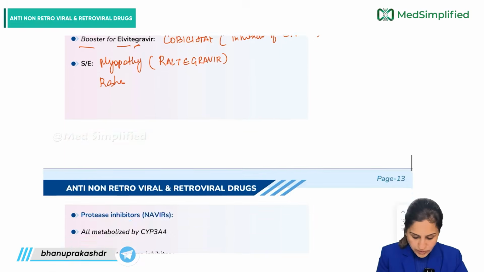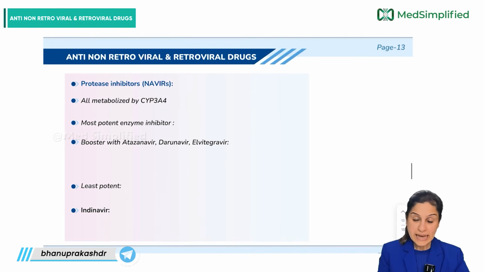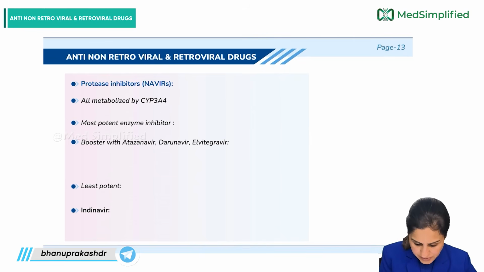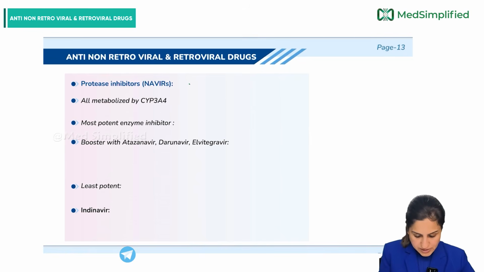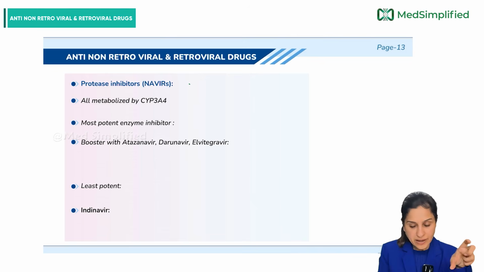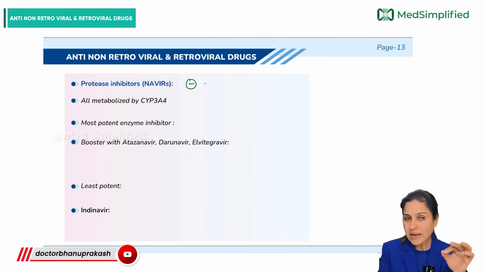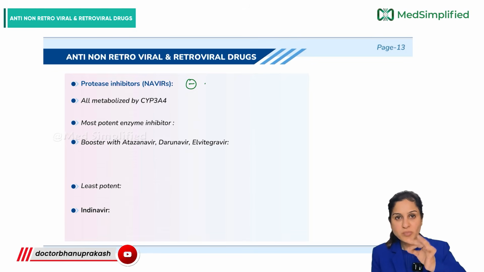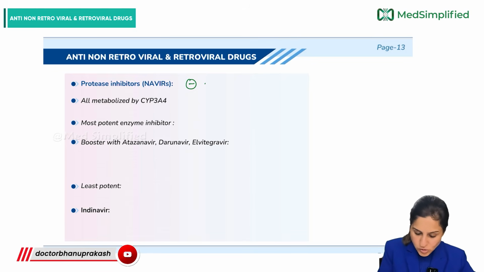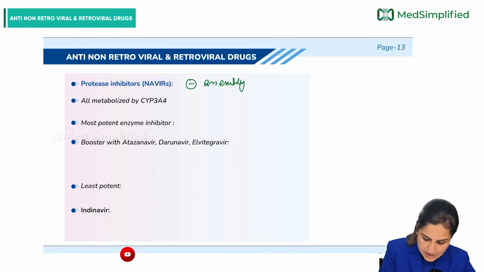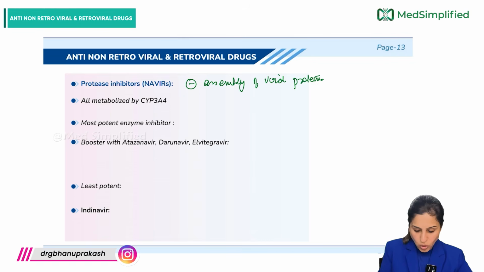Okay. Moving to protease inhibitors, which are called as NRTIs. Now, in the NRTIs, the important thing is that they are going to inhibit the assembly because they will not allow the proteins to break down into smaller components. So ultimately they interfere with the assembly of the viral proteins.